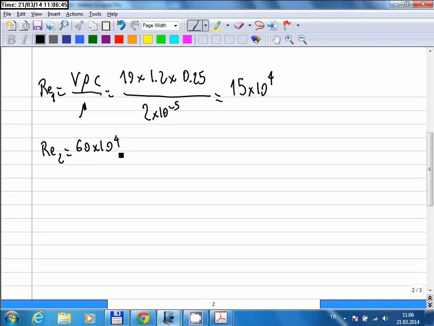Efendim? 75 olması gerekiyor değil mi? Pardon.